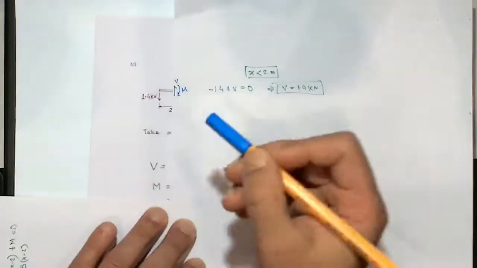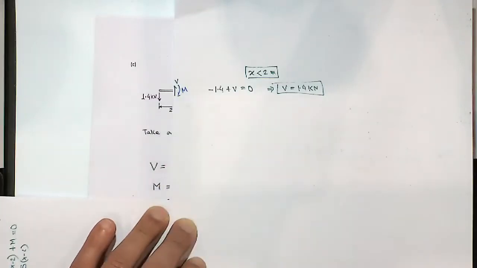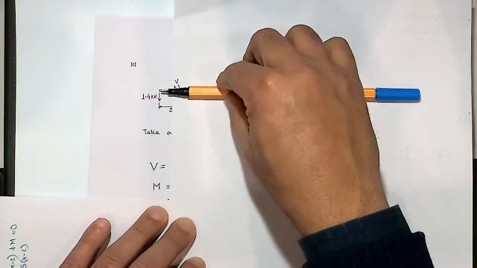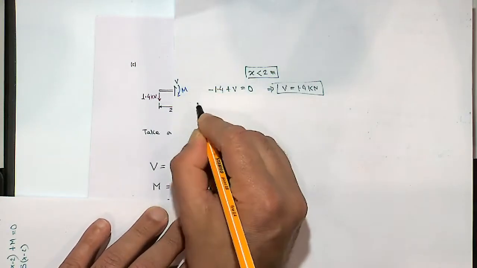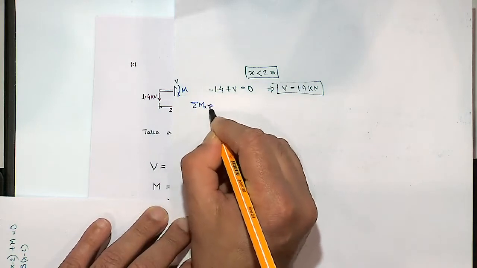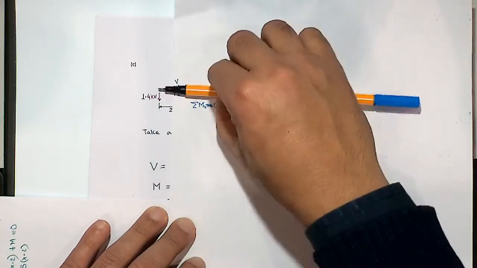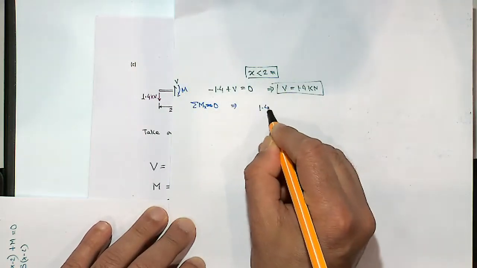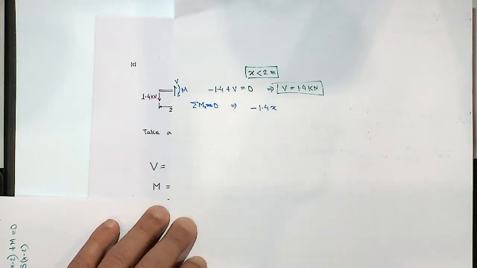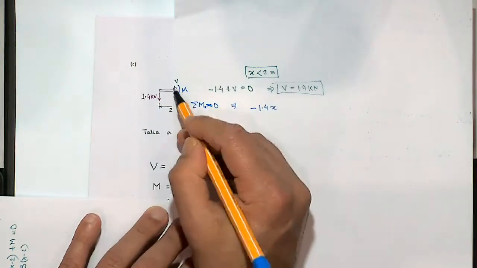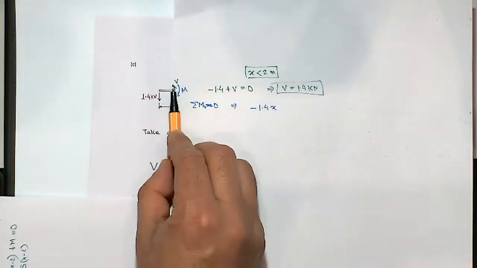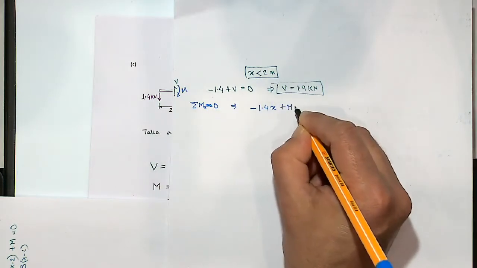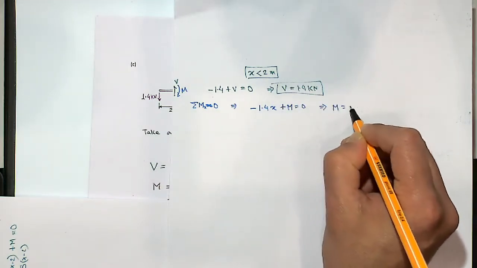What about the moment? Again, I've got three generalized forces: 1.4, V and M. The first one is 1.4 kilonewton, and I'm taking moment about the point x equal to 0. So 1.4 will create an anti-clockwise rotation, so 1.4 times x, and since it is anti-clockwise, I'll put a negative sign. V doesn't create any moment because I'm taking moment where V is acting, so the distance is 0. M is clockwise, so plus M equal to 0. So this gives me M is equal to 1.4x.